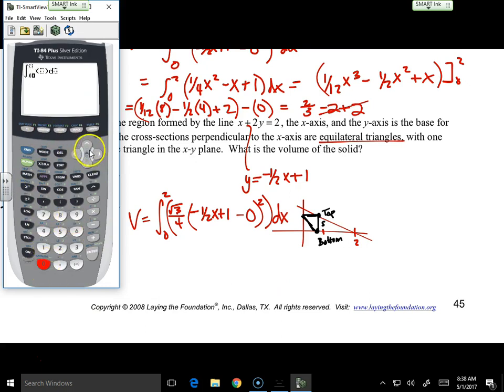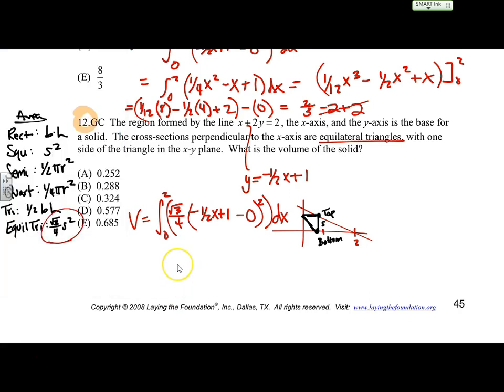So we go from 0 to 2. I just went ahead and threw in my square root of 3 because if we put it outside, sometimes people forget it's a thing. Go outside the square root, divided by 4. Now I have my negative 0.5 x plus 1 quantity squared dx. Would it matter if you stick it on the outside? No, just don't forget to stick it on the outside. Like the pie, it's easy to forget.